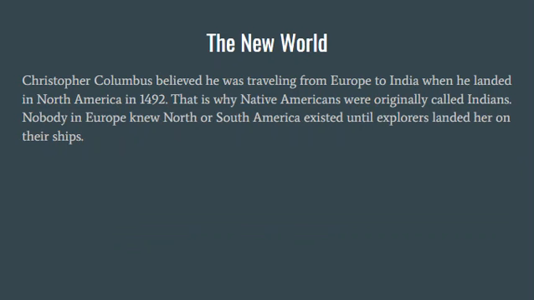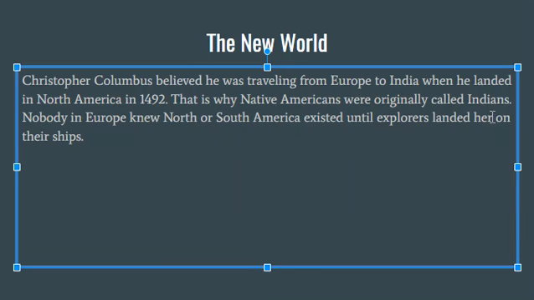So first off, we're going to be talking about the New World. Christopher Columbus believed he was traveling from Europe to India when he landed in North America in 1492. That is why Native Americans were originally called Indians. Nobody in Europe knew North or South America existed until explorers landed here on their ships.